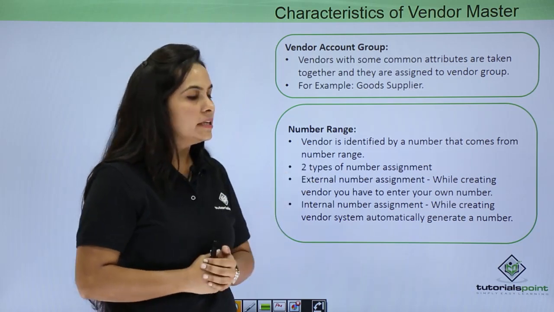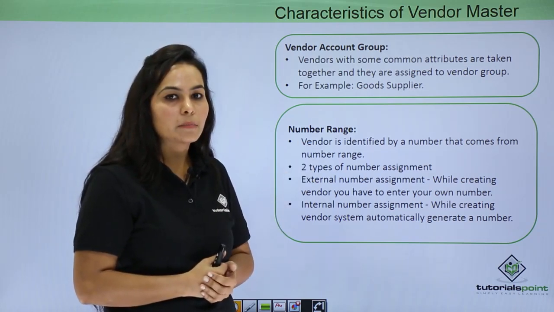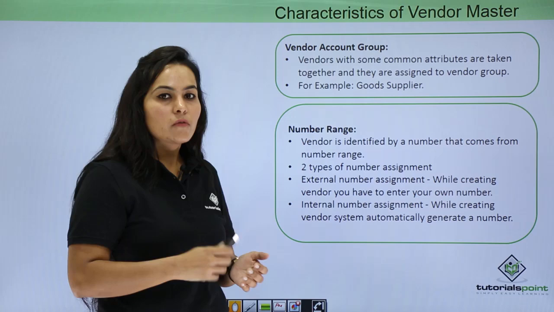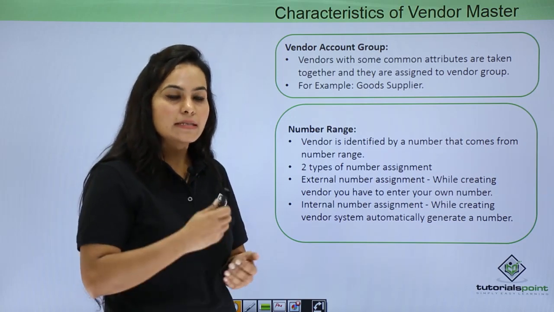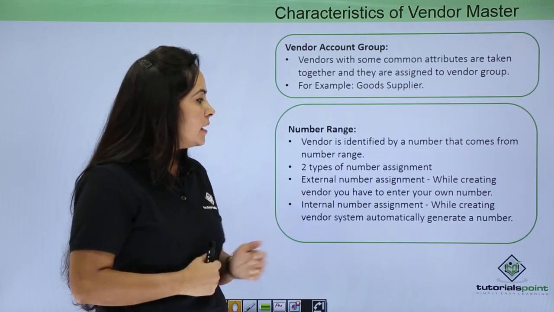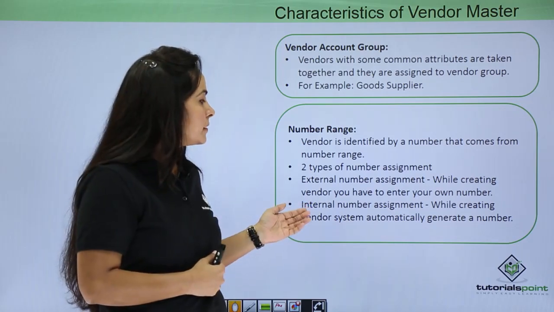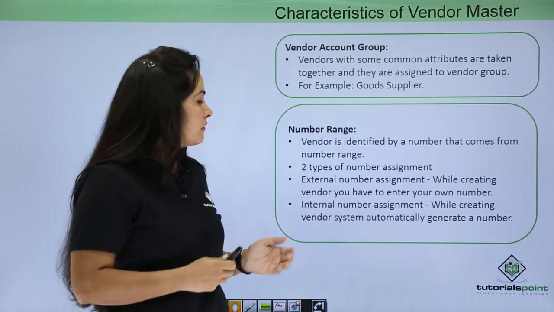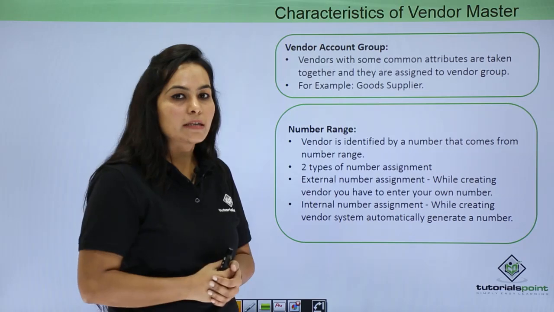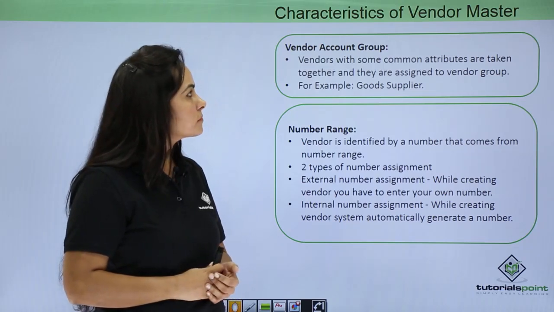Then next is number range. A vendor is identified by a number that comes from number range. First is external number assignment and second is internal number assignment. In external number assignment, you can give your own number to the vendor. In internal number assignment, while creating the vendor, the system will automatically generate a number.